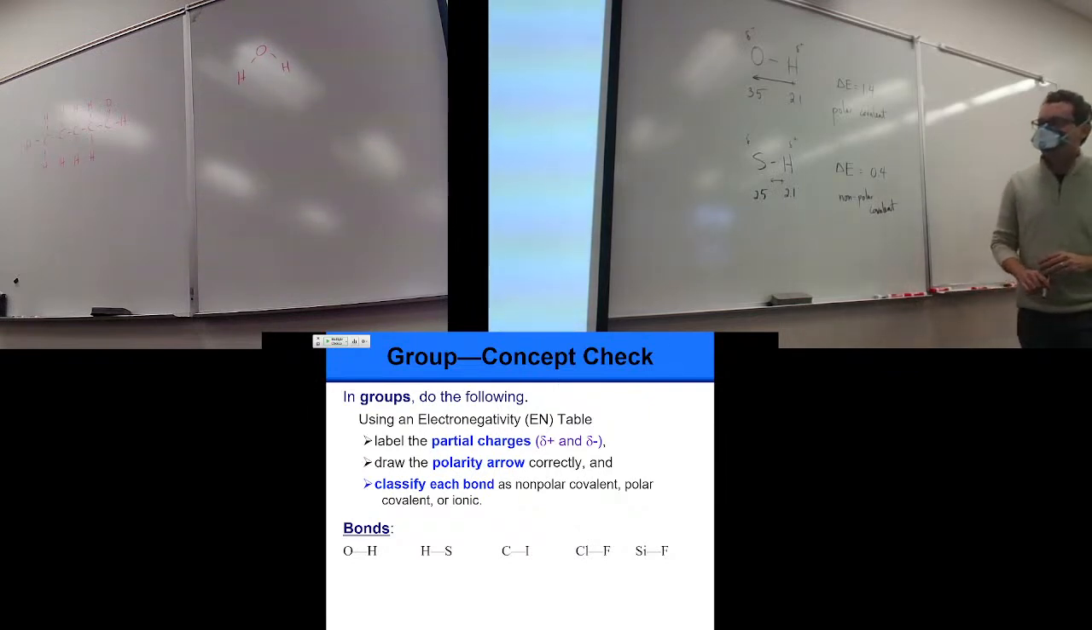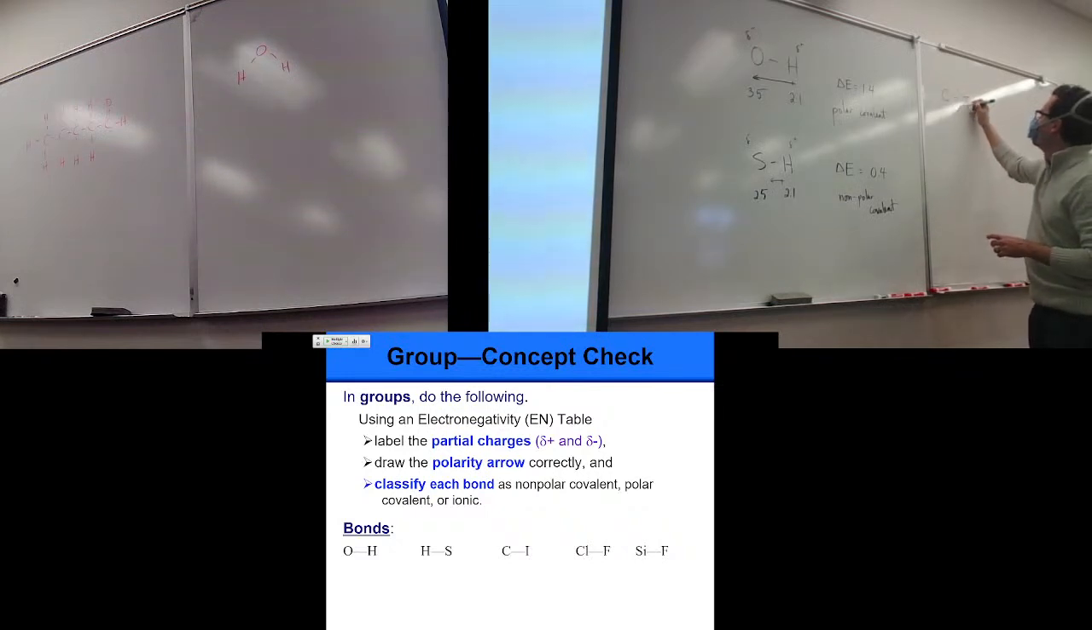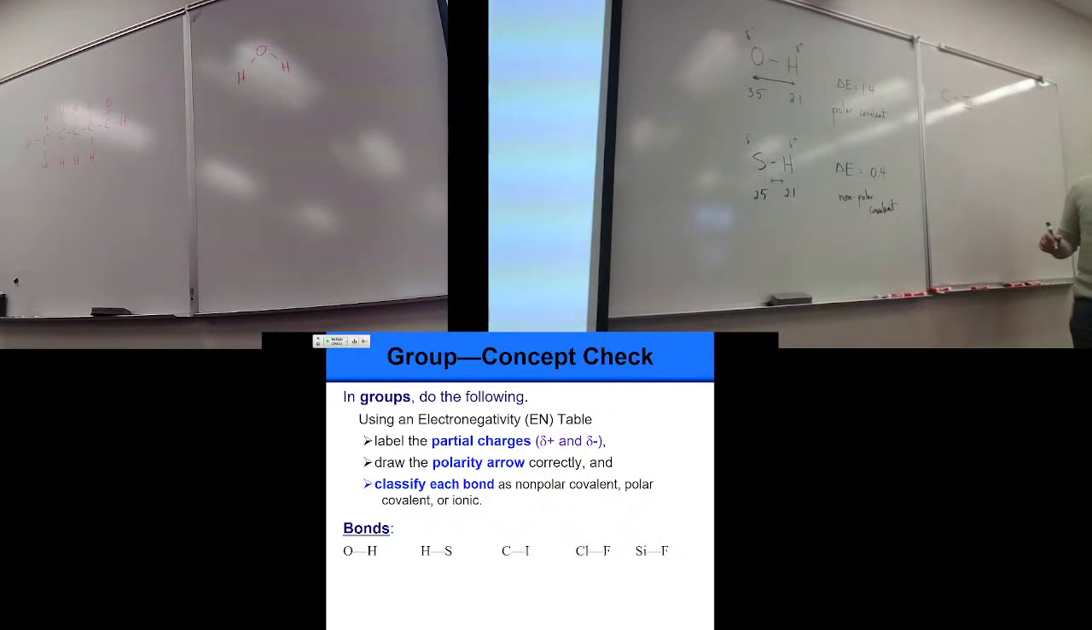But if I compare that to CI, and if I look these up, this one I'm going by memory, but I'm pretty sure carbon is 2.5 and iodine is 2.5 also. Those are exactly the same. This is very definitely nonpolar because the difference in electronegativity is 0. You cannot draw a dipole moment. There is no dipole moment at all, and there is no partial negative nor partial positive. They're the same charge on both sides. These electrons are being shared completely equally.